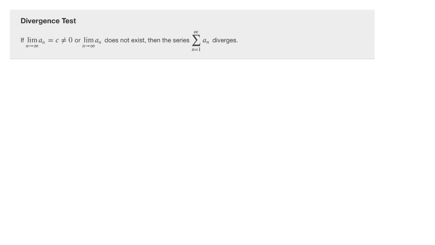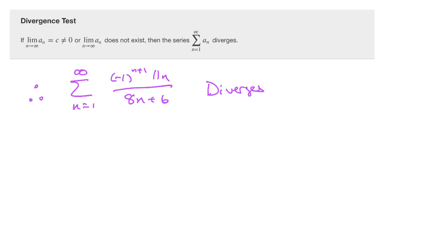And so in this case, what we're able to conclude is that our series, n goes from 1 to infinity of minus 1 to the n plus 1 of 11n over 8n plus 6, diverges by the divergence test. And so in this case, we're really able to use the divergence test instead of using the alternating series test.